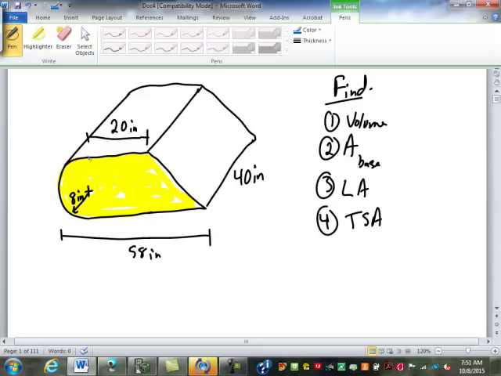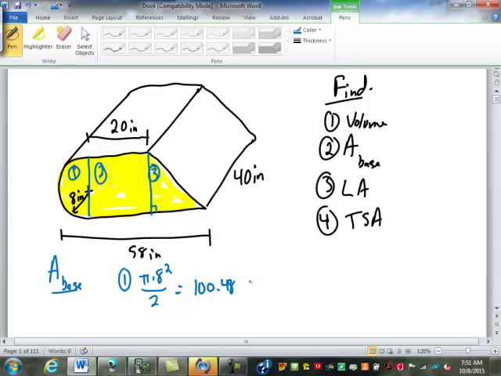So we're going to have to cut this into shapes that we can find. We'll cut off the half circle, and then we'll cut off that triangle there. So there's 1, 2, and 3 sections. Section 1, how do I find its area? Pi times radius squared divided by 2. Right? So that's about 100.48. Look good?